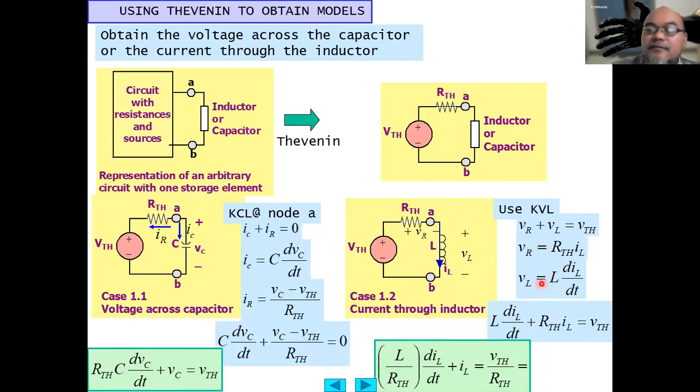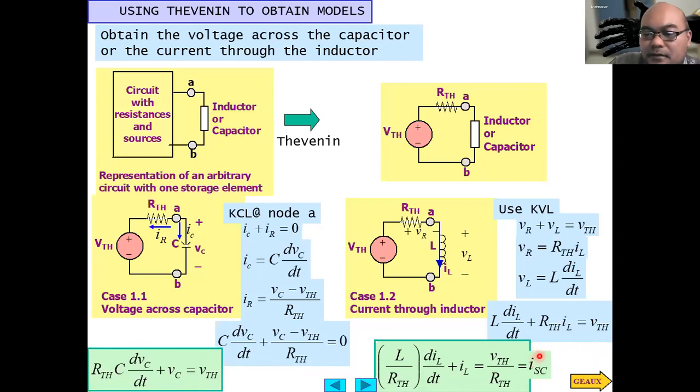And then, in order to make it into the standard form, we have to make the coefficient of IL equal to 1. We divide each term by RTH: L divided by RTH dIL/dt plus IL equals VTH divided by RTH.